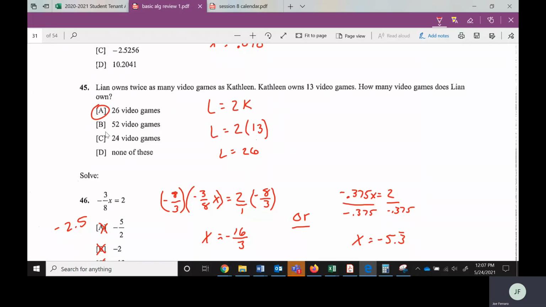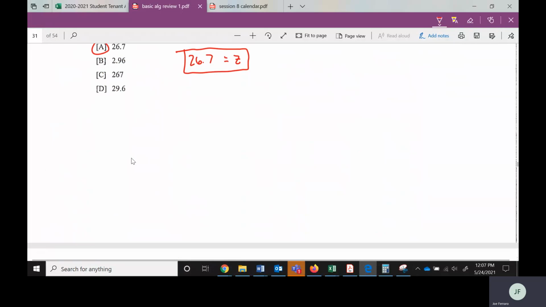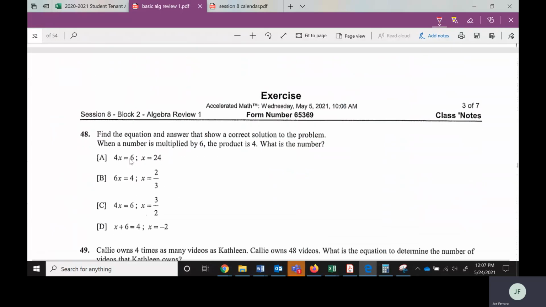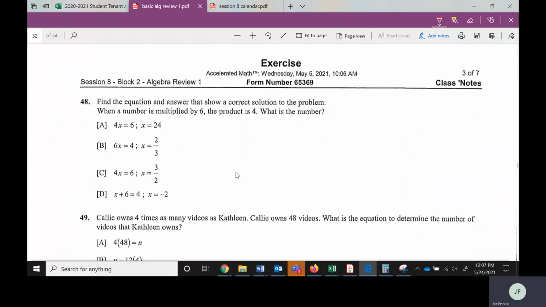Okay. So again, you'll see some other problems like that as you go. We got 2 left here. We're going to turn the page. We're going to look at 48. And then we'll do another one that's like this one, and we'll be done. It says find the equation and answer that show the correct solution to the problem. It says when a number is multiplied by 6, the product is 4.